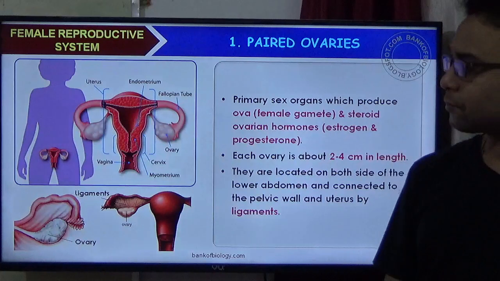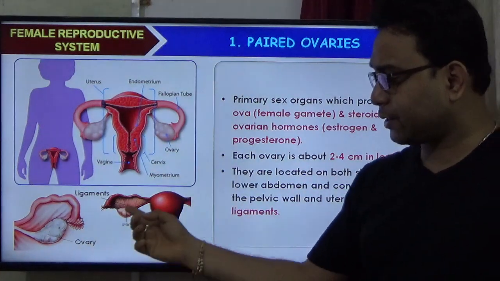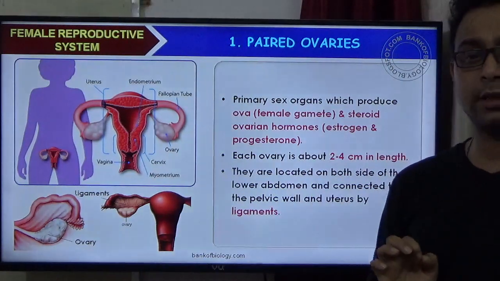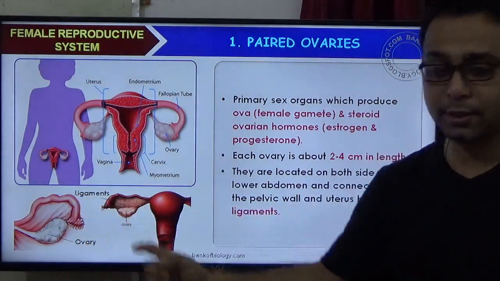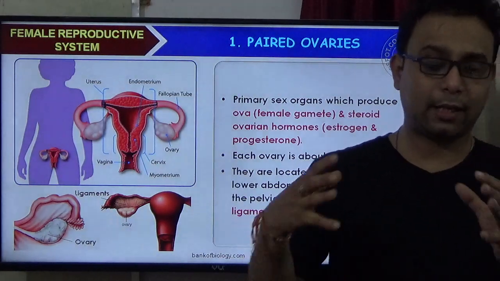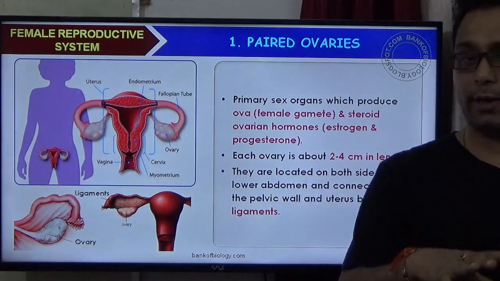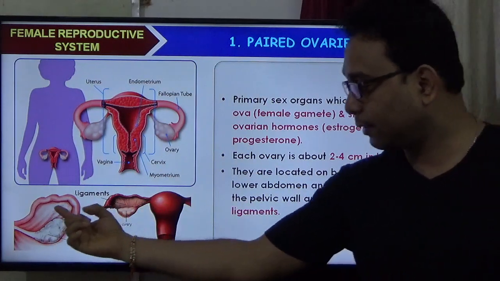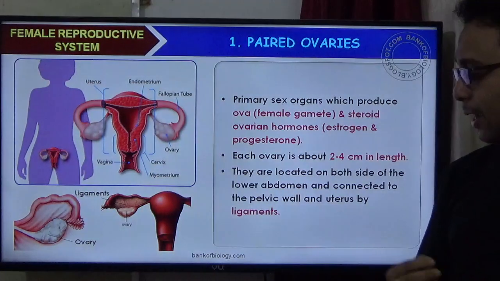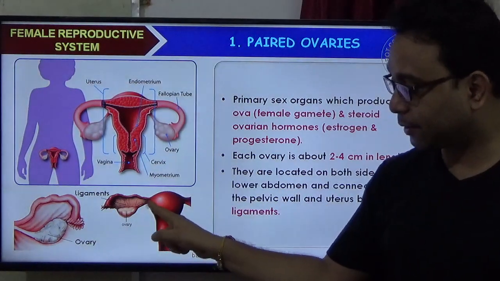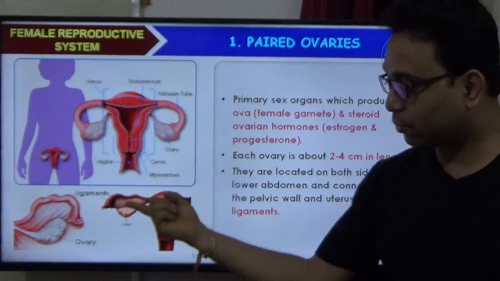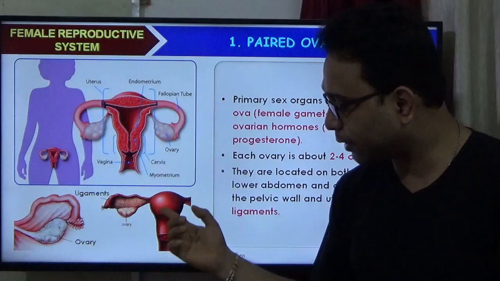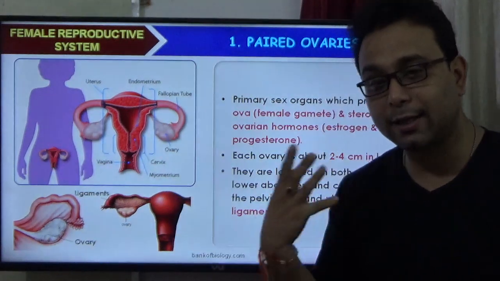Now the ovary is present here, but how is it positioned in that particular location? By the help of ligaments. The ovaries are located on both sides of the lower abdomen and are connected to the pelvic wall and the uterus by ligaments. So there are two ligaments. One type of ligament is attached to the pelvic wall. Another is attached to the uterus wall.